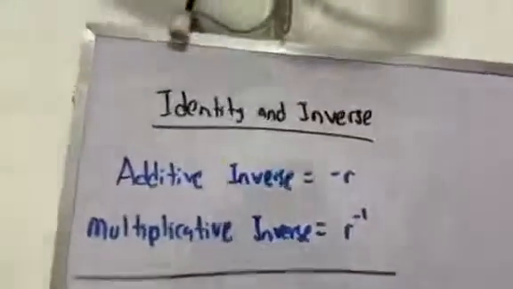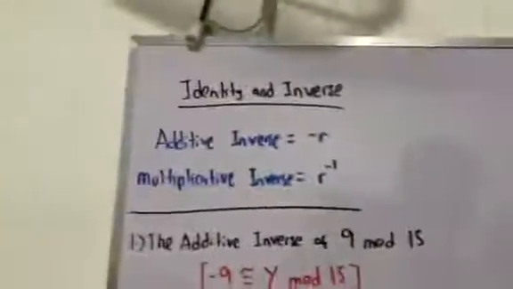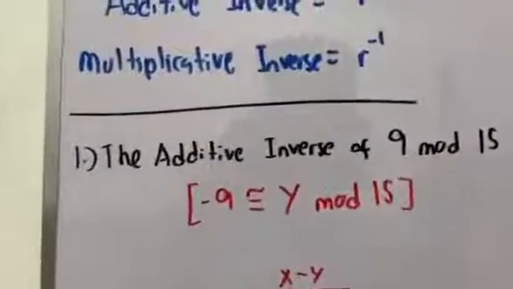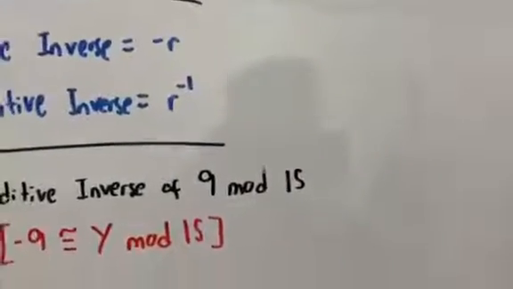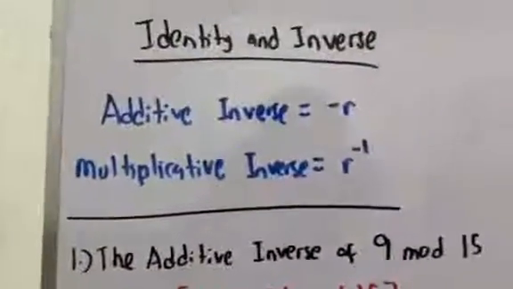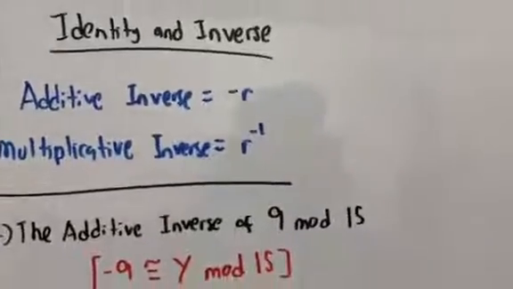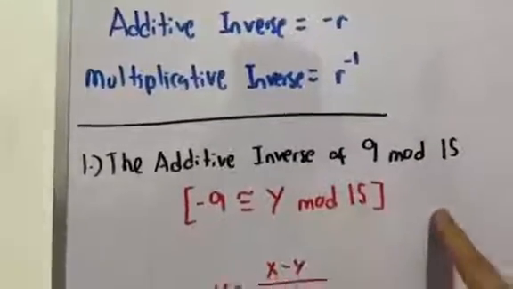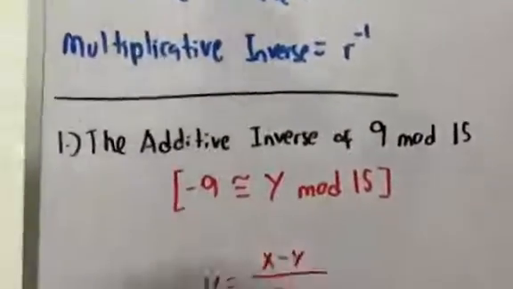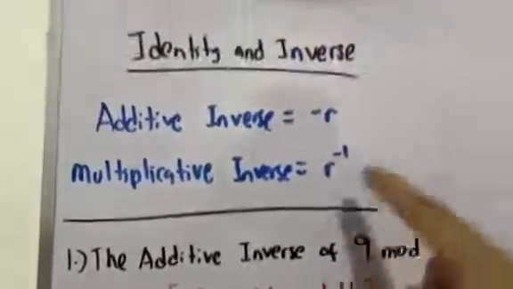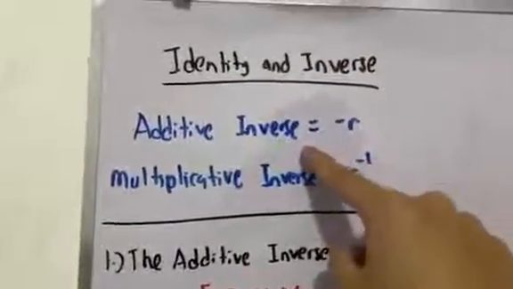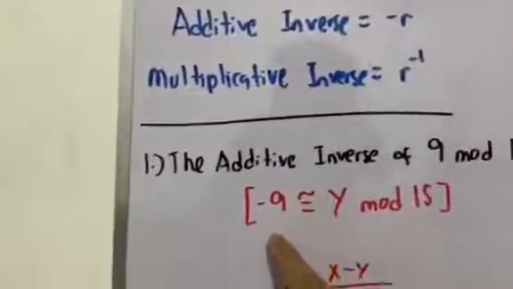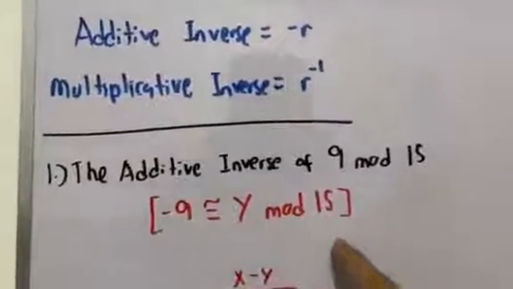So, how do we use this information to solve some identity and inverse problems? Simply put, let's have question number 1. The additive inverse of 9 mod 15. So we need to find the additive inverse of 9 mod 15. We first need to convert this expression into a modular expression. It says additive inverse of 9, and we said earlier that the additive inverse is just the negative value of what we're speaking about. So it's simply negative 9 congruent to y mod 15.